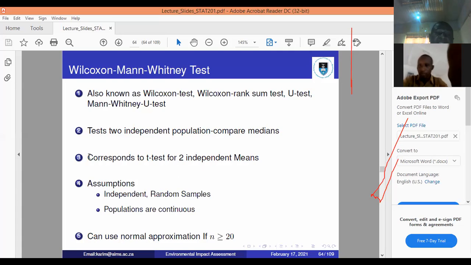Have you done hypothesis testing under descriptive statistics? No, sir. No, sir. No, sir.